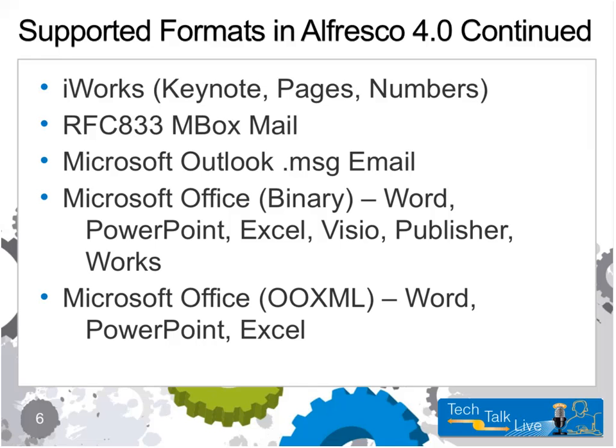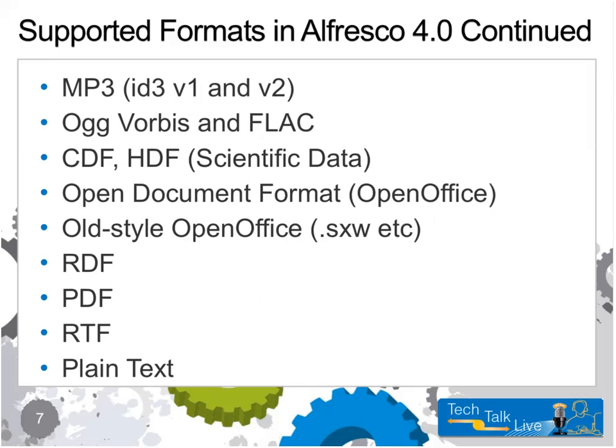We've got Microsoft Outlook email, and then on the Microsoft Office formats, for the binary, the old style ones, we've got Word, PowerPoint, Excel, Visio, Publisher, Works, and then we've also got support for the new OXML file formats, so Word DOCX, PowerPoint PPTX, and Excel XLSX. They're all in there. Moving on, we have another slide.